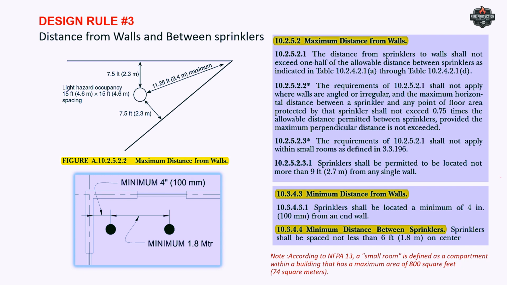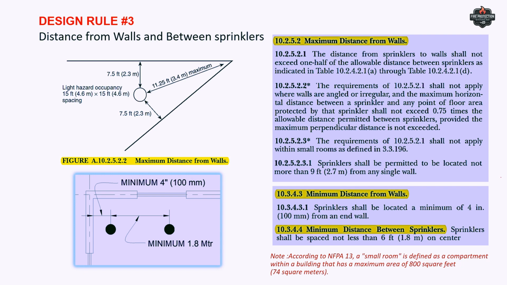Now, let us discuss the maximum distance a sprinkler should be from the wall. According to NFPA standards, the maximum distance from the wall a sprinkler should not exceed 7.5 feet or 2.3 meters. If you see the NFPA standards, it says that the distance from sprinkler to wall shall not exceed 1/2 of the allowable distance between sprinklers, as we discussed before.